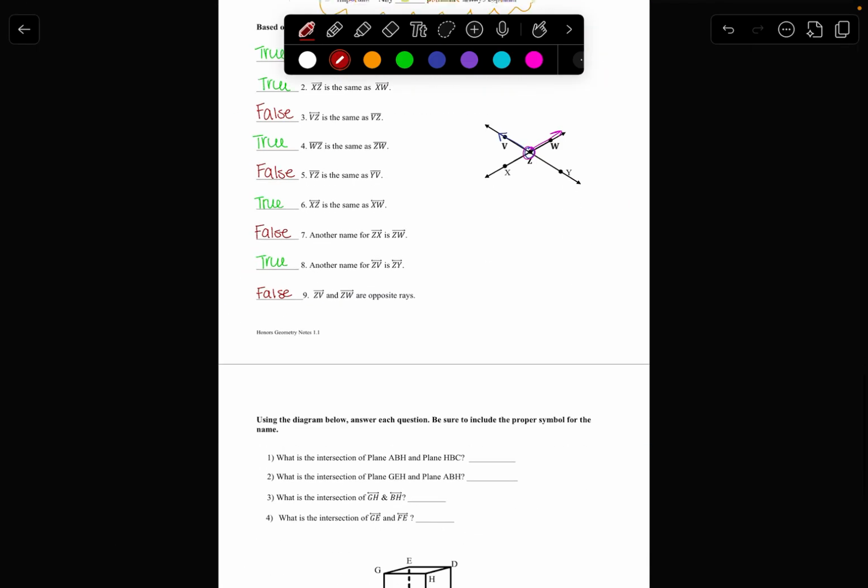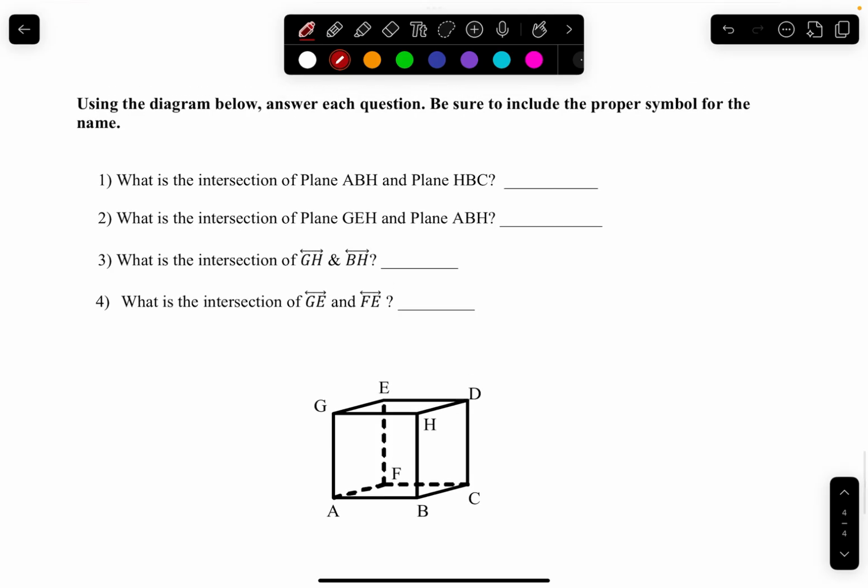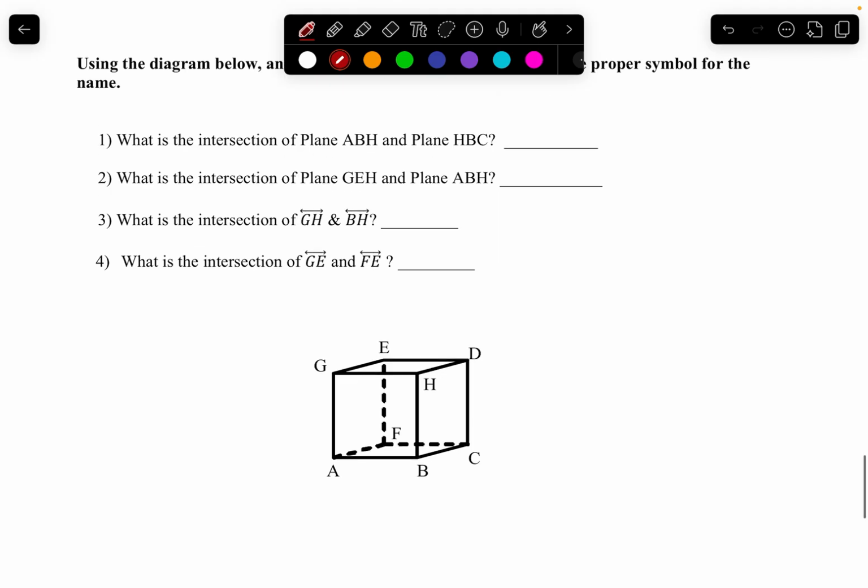Okay. All right, and then this is the last part of these notes. We will see a question like this on the test, so it's really important that you remember what we discuss here and make a note to yourself that you will see this on the test. All right, it says, using the diagram below, answer each question. Be sure to include the proper symbol for the name. What is the intersection of plane ABH and plane HBC?